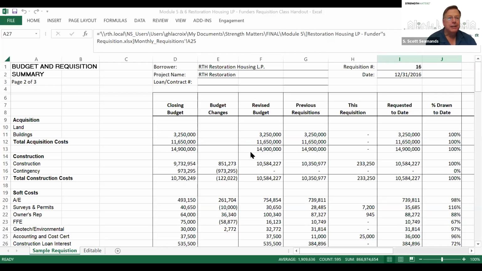Okay, I located the sample funders requisition from last week's materials. It was in module 5. It took me a while to get to that. So this is the sample that you're using to solve this week's assignment.